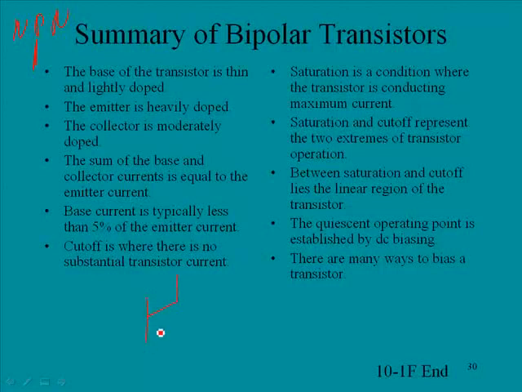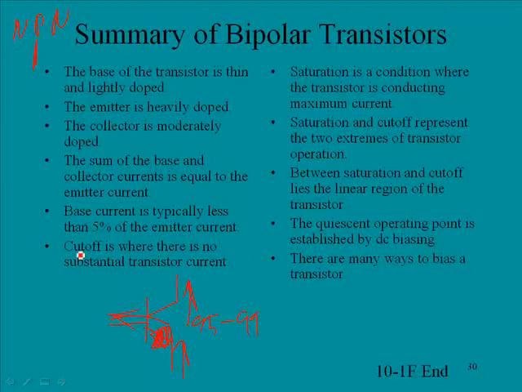We had our transistor. I didn't draw this real well, but here we go. All current comes up through the emitter. It either goes to the collector or goes to the base. Remember that probably 95% goes this way. In fact, it's 95 to 99%. But at any rate, the emitter current will be equal to the sum of the currents going through the base and the collector. Base current is typically less than 5% of the emitter current.